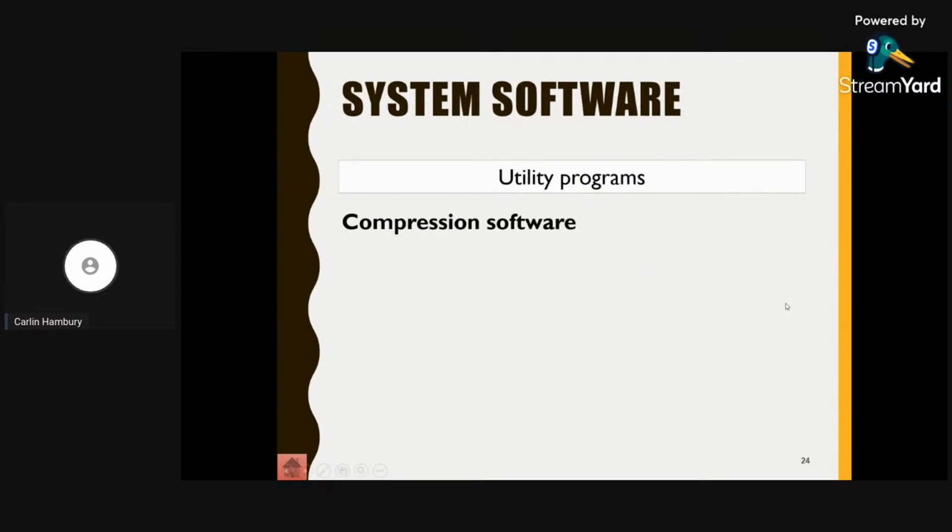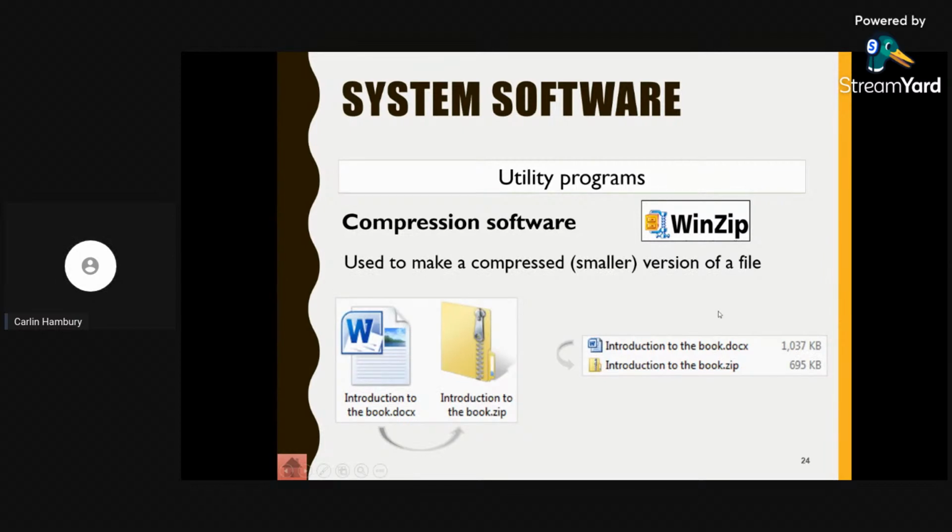Then we have our utility programs. Remember we said these utility programs are built into Windows. They are there to give us some added features to help us work with the whole environment as well. An example would be compression software like WinZip, that makes the file smaller. Guys, one thing you must understand is that it does not interfere with the contents of the file. So here you can see the introduction to the book was 1 meg in size, but when it is zipped, it's half that size. It hasn't interfered with the content. It doesn't corrupt it. It just makes it smaller. Generally, they use this when it comes to sending emails or just wanting to make those sizes a bit smaller.